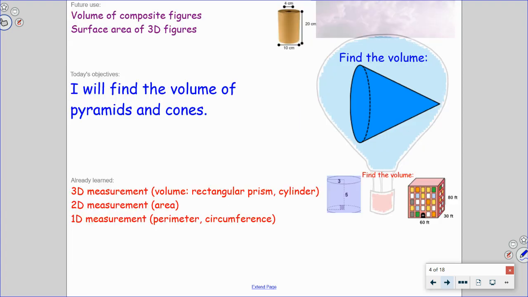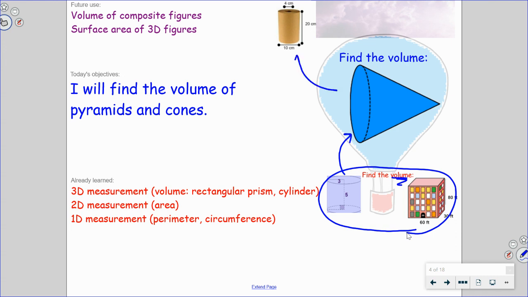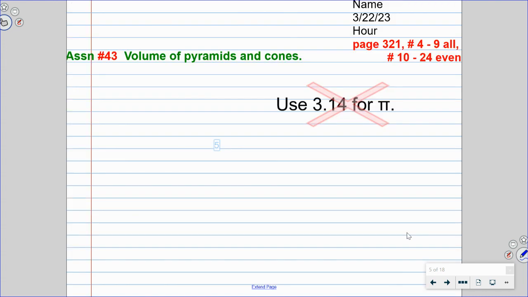So folks, we're going to take everything that we learned with 1 and 2 and then 3-dimensional volume, but instead of doing prisms and cylinders, today we're going to do pyramids and cones. Sooner or later, you're going to do what we call composite 3-dimensional figures. But for today, we're going to focus on finding the volume of pyramids and cones.